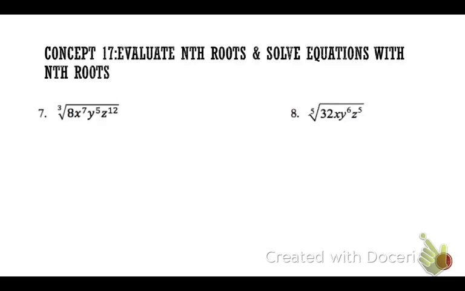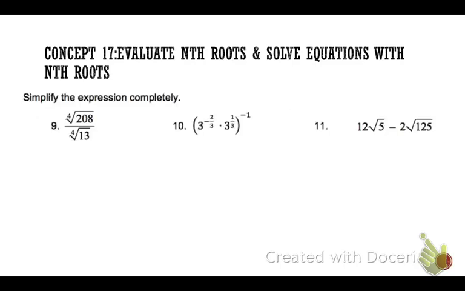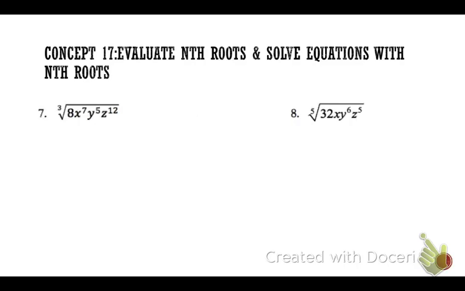On 7 and 8, we're continuing to look at nth roots. So we've got the third root of 8x to the 7th, y to the 5th, z to the 12th. So we'll just take it one piece at a time. We want the third root of 8. So a number that will multiply by itself 3 times to give you 8. You can put it on your calculator. We can also break it down into its factors, and we'll see that 2 is the third root of 8. So 2 gets to come out of the third root.